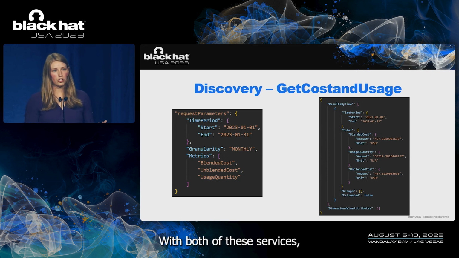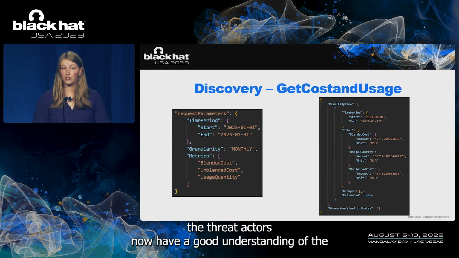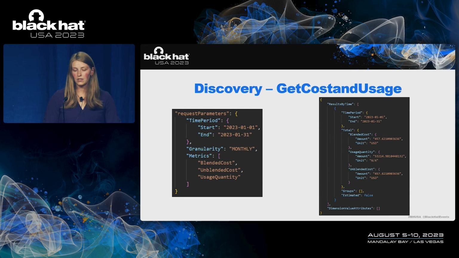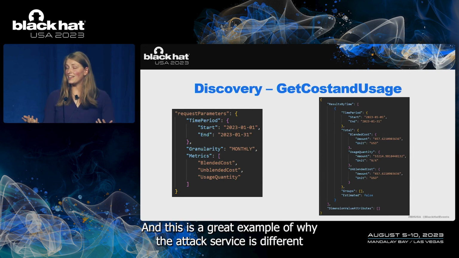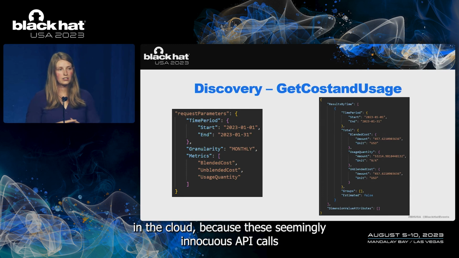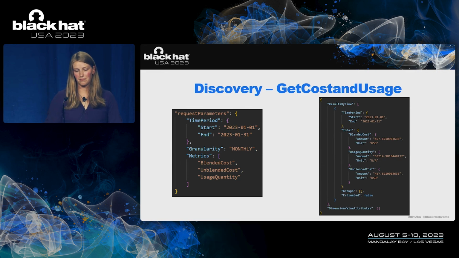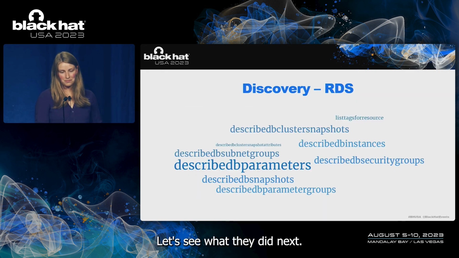With both of these services, the threat actors now have a good understanding of the account structure as well as the usage within these accounts. And this is a great example of why the attack surface is different in the cloud, because these seemingly innocuous API calls actually provide some helpful information for a threat actor. Let's see what they did next.